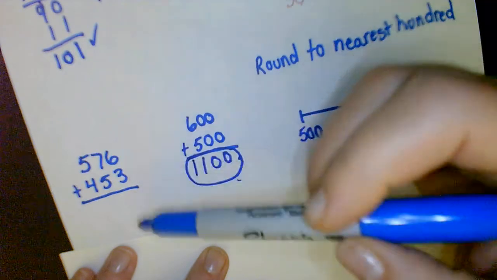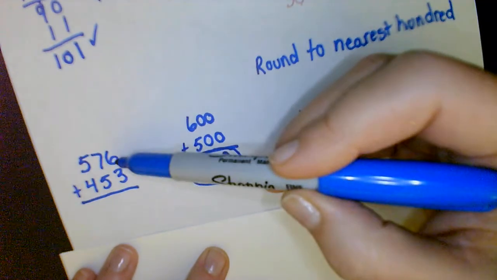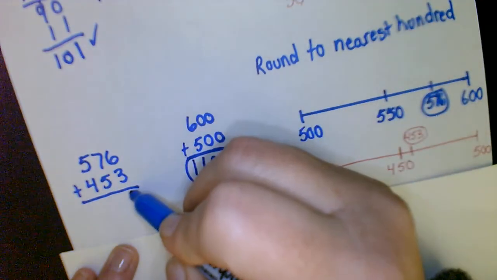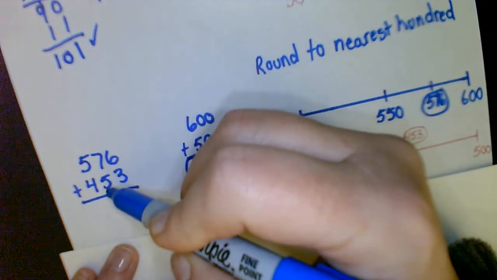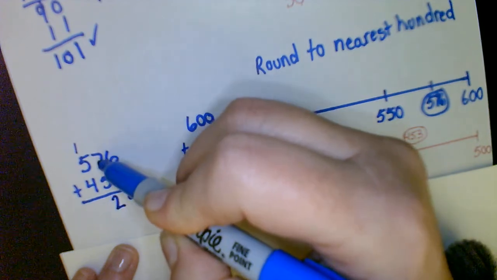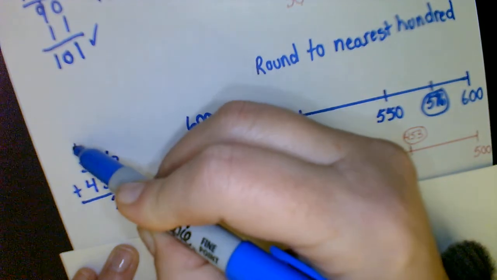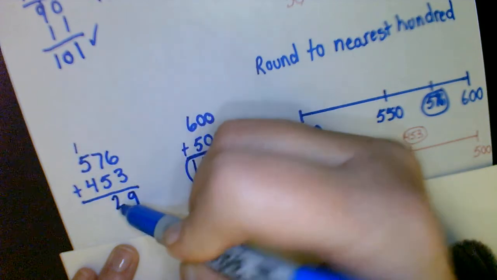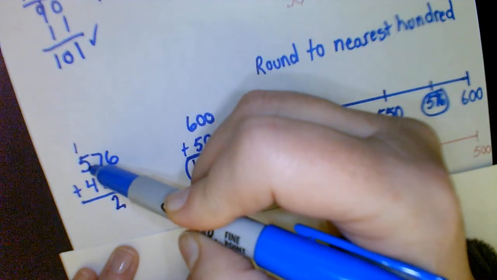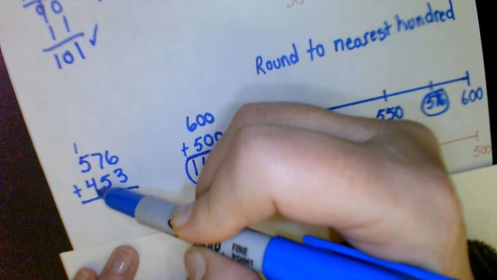All right, let's do this one. Let's do the column math on this one. 6 and 3 is 9 ones. 70 plus 50 is 120, or 7 tens plus 5 tens is 12 tens. And 500 plus 400 is 900.